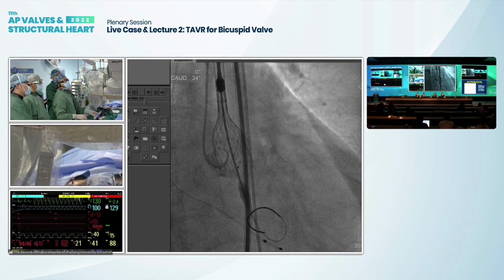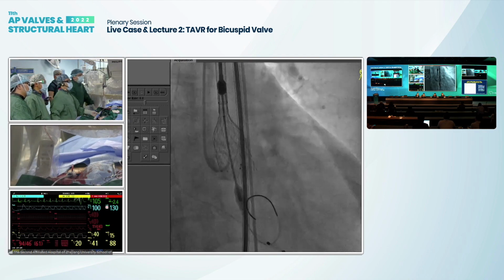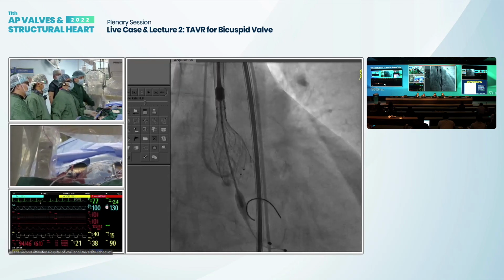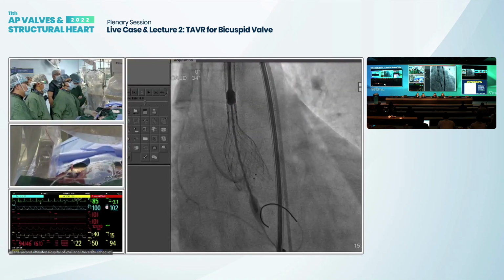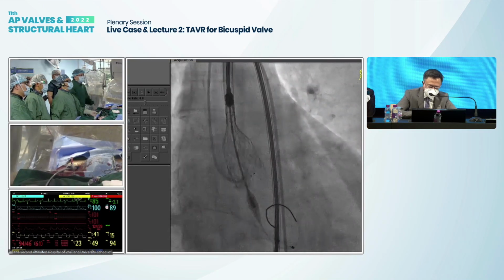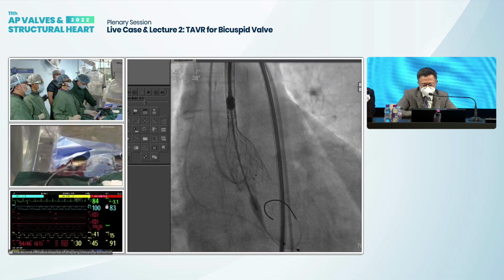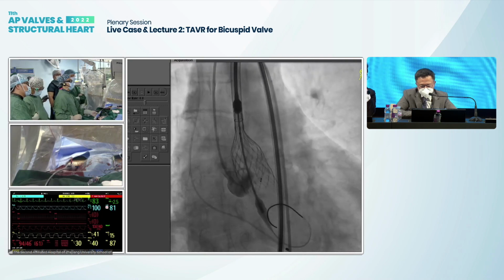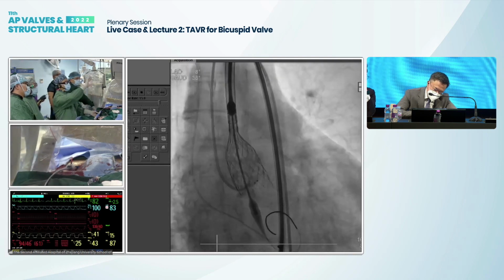Because the patient has a waist. So what do you think? The position is too high, or do you think it's okay? It's almost zero, and even a little bit above zero. Can we check an LAO view and also do a little puff of the pigtail? You can see the left coronary. We do one more angiogram. Okay. What do you think? Is it too high or is it acceptable?